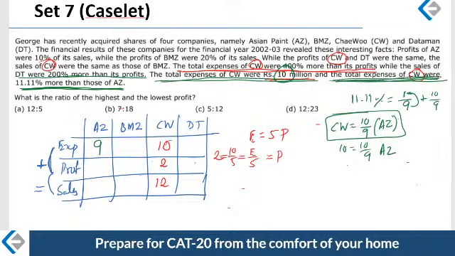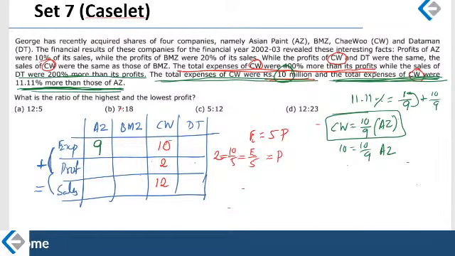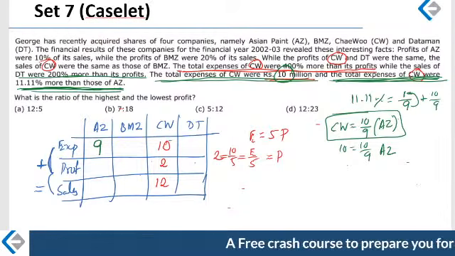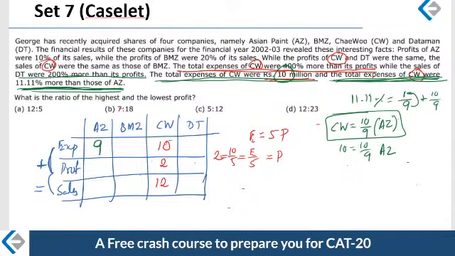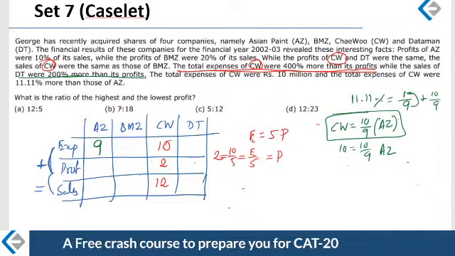The total expenses of CW were 1 by 11 more than AZ, which means AZ was 9. Yes, it was 9. That's the point the author is trying to make there. Okay, good. Now some of this information is taken care of. Now you know about AZ also, therefore I can go to AZ as well.